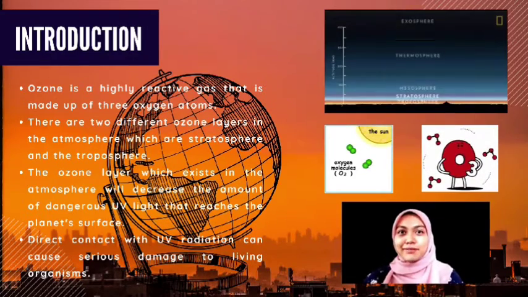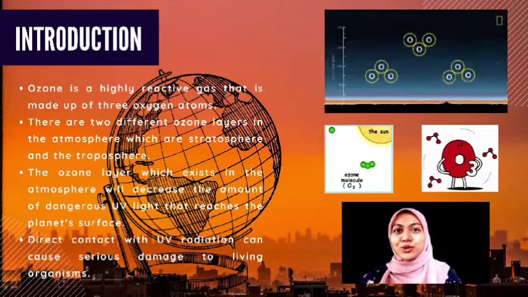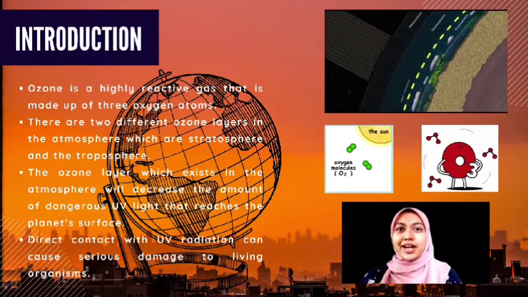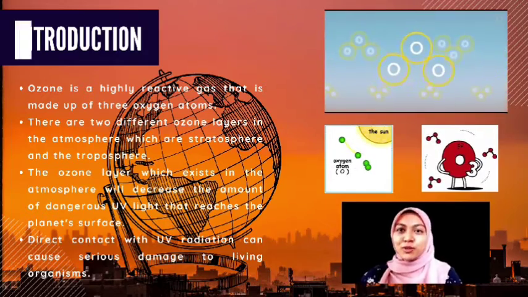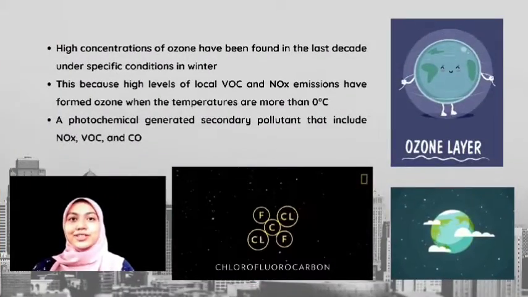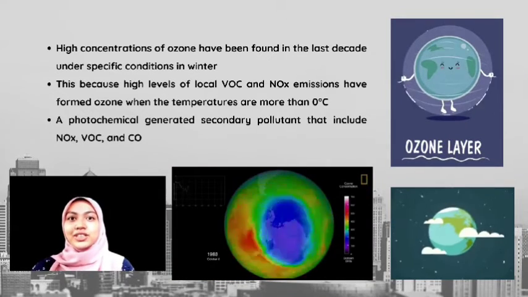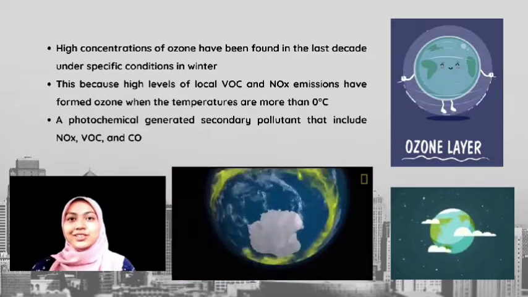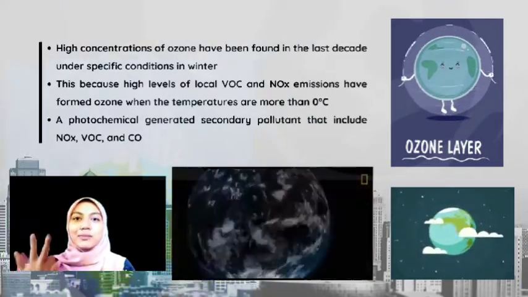Many human acts have given bad effects to the environment, and ozone pollution is one of them. Ozone is made up of 3 oxygen atoms, and there are 2 layers in the atmosphere, which are the stratosphere and also the troposphere. In the last decade, high concentrations of ozone have been found in the western US. It happens when the temperature is more than 0 Celsius. It is generated including nitrous oxide, volatile organic compounds, and also carbon dioxide.